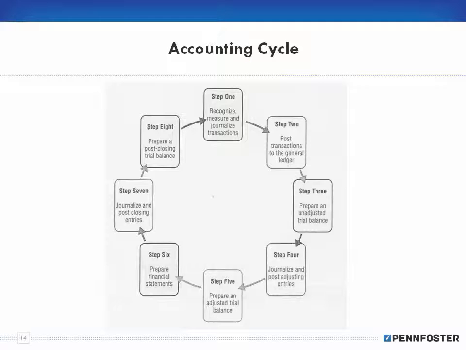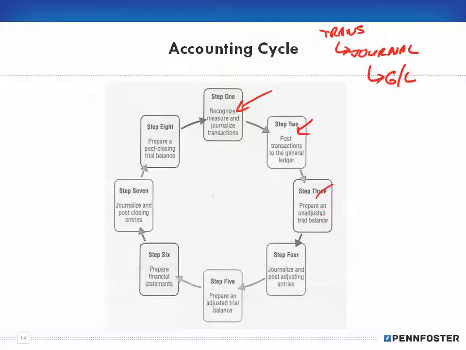It starts out here as step 1: recognize, measure, and journalize transactions. So in step 1, you have a transaction, and it asks you to make the journal entry for it. Then in step 2, it says post the transactions to the general ledger accounts. So we're going to post the transactions to the general ledger accounts, meaning all we're doing is just rearranging the information when we post them to the ledger accounts. We're just grouping like information together.